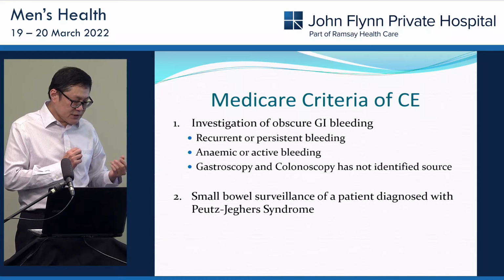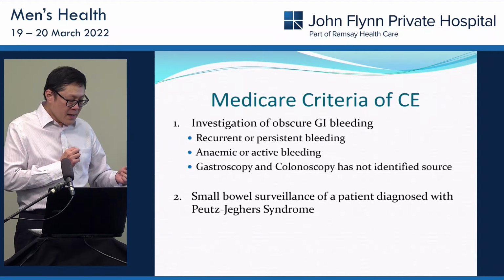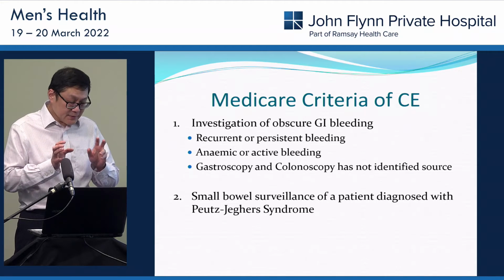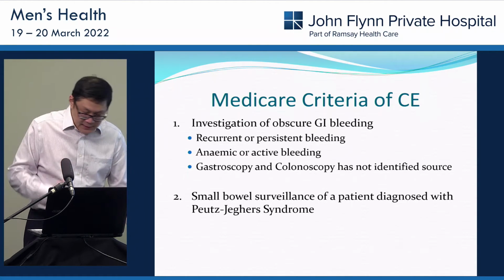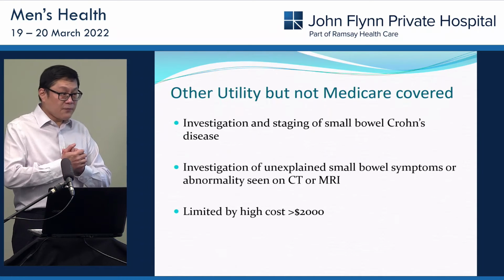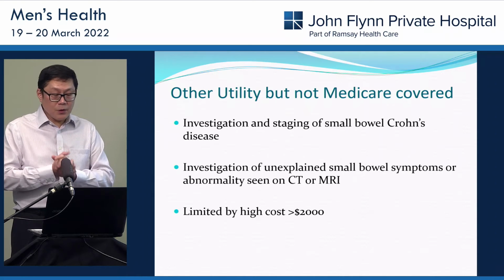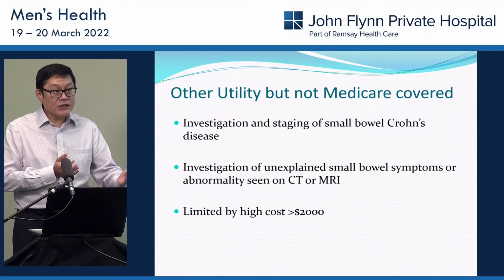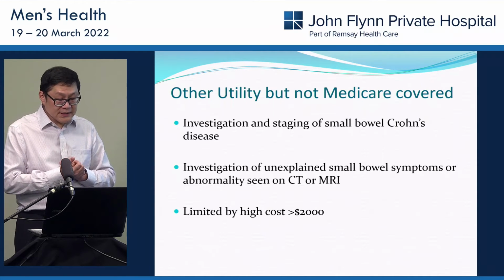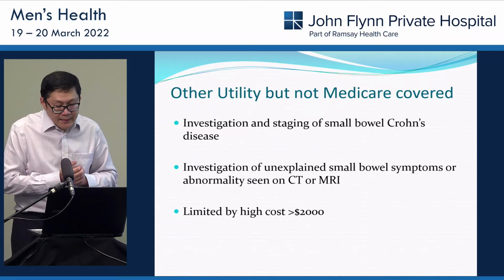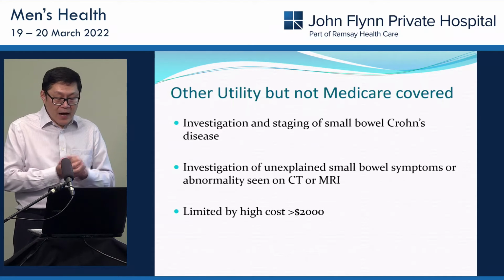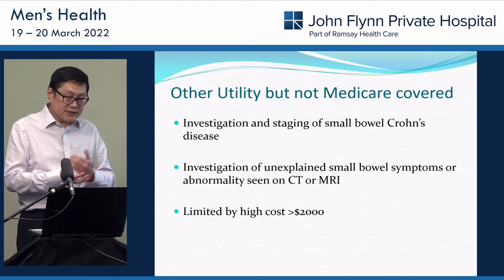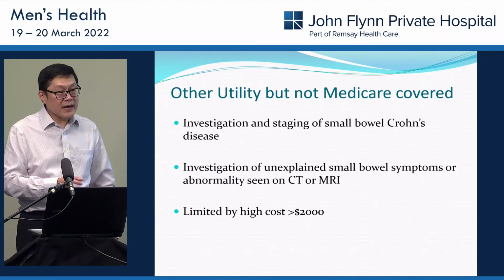These are patients who have a genetic abnormality where they form hamartomatous polyps that have a risk of malignant transformation. There are obviously other uses for capsule endoscopy, but unfortunately they are not paid for by Medicare. That can include investigation and staging of small bowel Crohn's disease. In fact, this is the best method. Also investigation of unexplained small bowel symptoms or abnormalities seen on CT or MRI. Unfortunately, this is limited by the high cost. It's about $2,000.